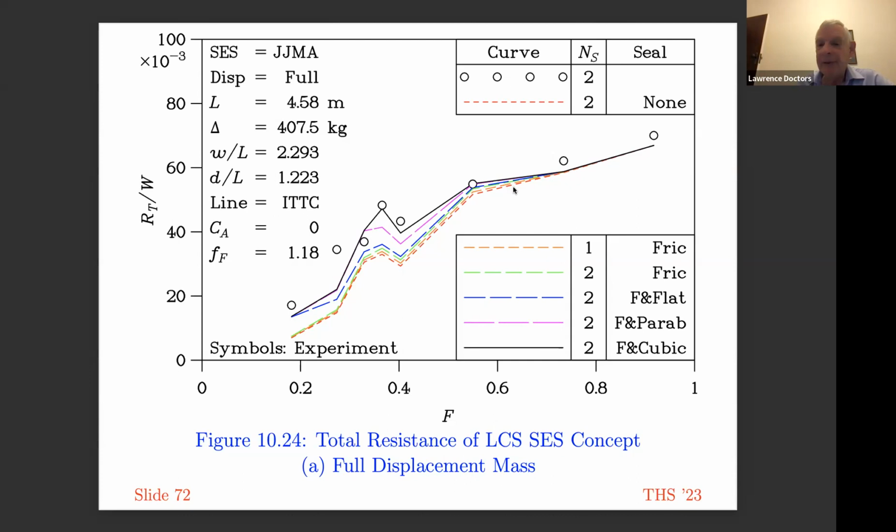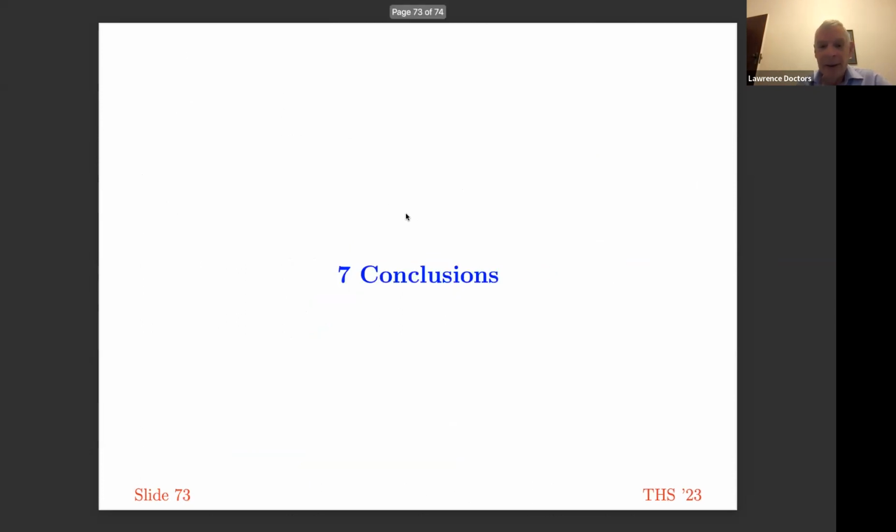These experiments are done at model scale. At full scale, the drag is even less still. Because of the Reynolds number effect, the frictional drag is much less at full scale compared to the model. So that's the conclusion of my talk. I'm happy to answer any questions.